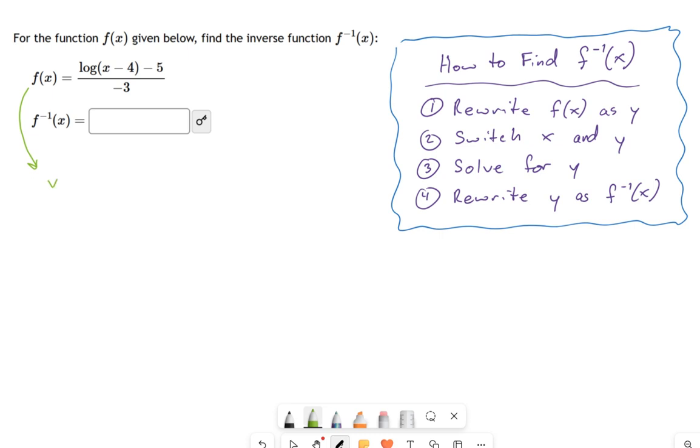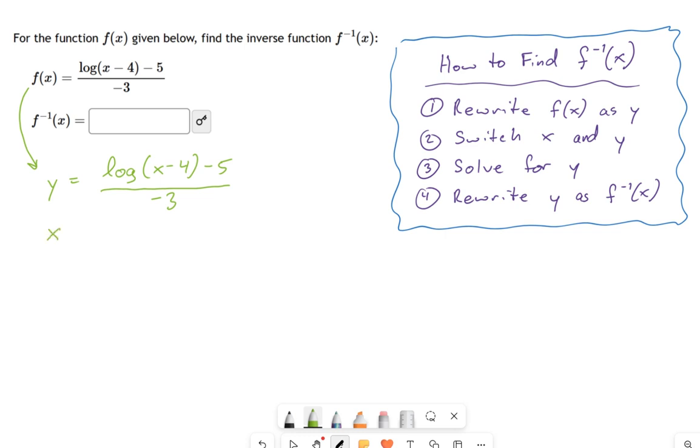And what I mean by that first step is you literally just say y equals. And now you have the rest of it. Just keep writing it as it is. So I like that y equals because it keeps all the algebra that's going to follow a lot easier to keep track of. Next, we switch the x and y.